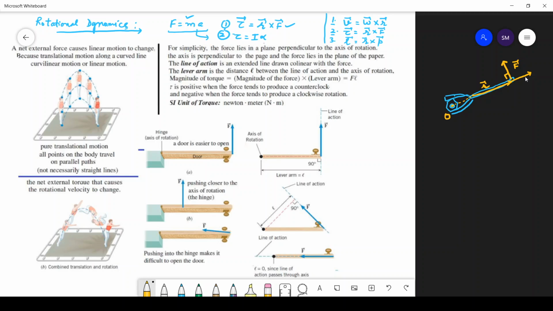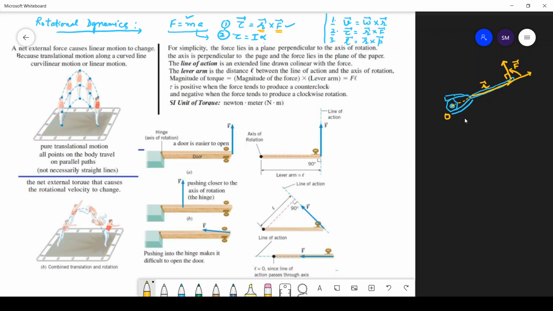So put your right hand fingers on R and move them towards F, from R to F. So your thumb will point out of the plane of the paper. Have you got this, students? I hope you have understood this.